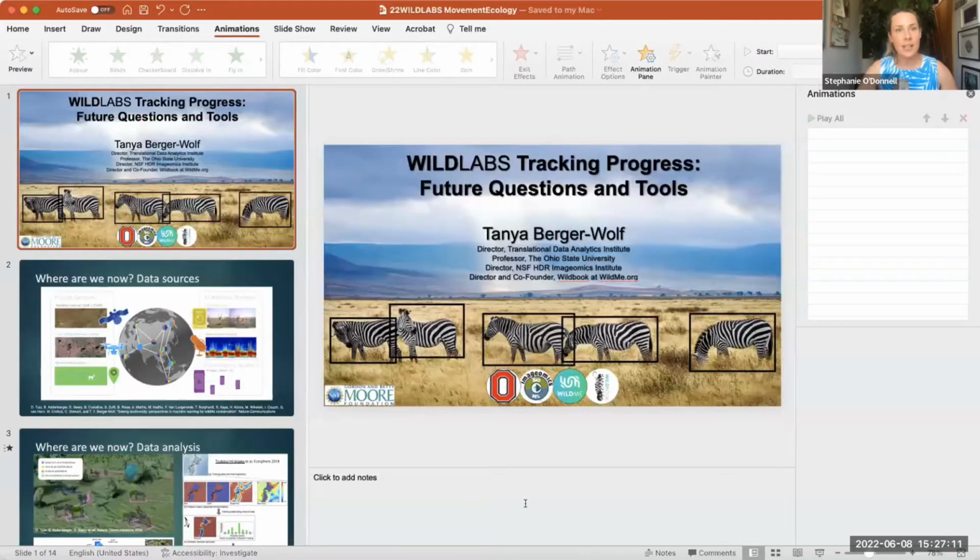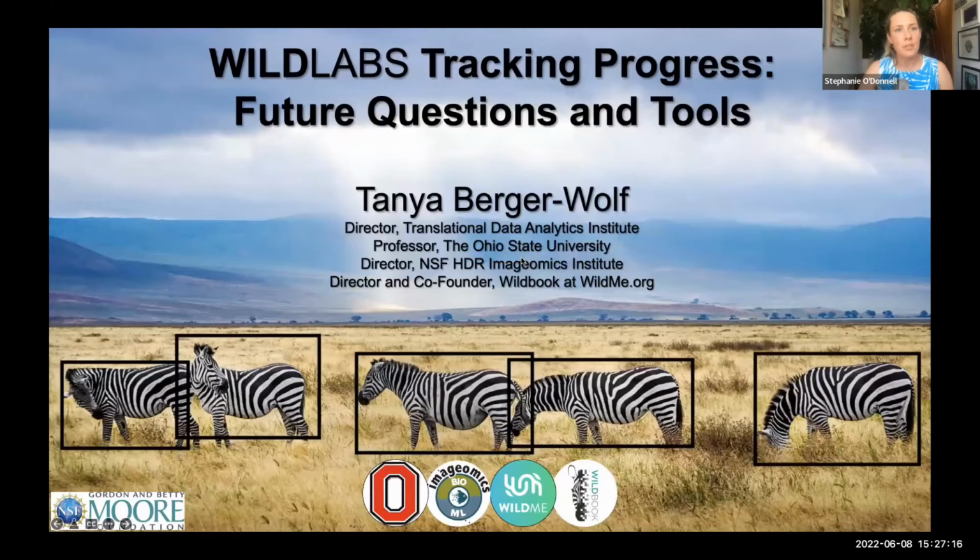Tanya is a professor and the director of the Translational Data Analytics Institute at the Ohio State University. She's also a founding member and project lead for WildBook, an open source platform which supports the use of AI, computer vision, and citizen science to advance wildlife research. We've invited Tanya here to share her insights as a founder of the field of computational ecology, working at a unique intersection of disciplines and across sectors to create solutions that address questions at the forefront of movement ecology. So Tanya, do you want to take it away?